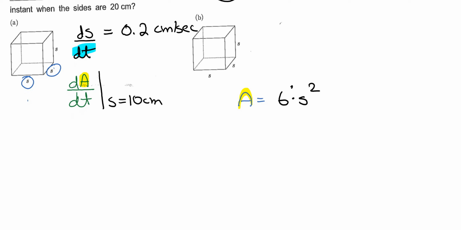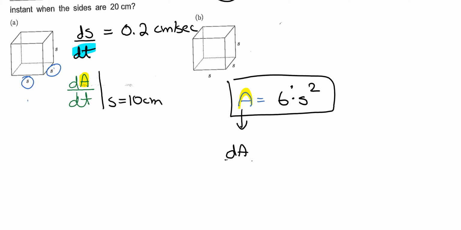Since I'm trying to find dA over dt, I need to take the derivative of this expression. The derivative of A with respect to time is dA over dt. Then I need to find the derivative of the right hand side using the power rule. So 2 times 6 is 12, and then I have my s. And then the derivative of s, because I'm using the chain rule now, is ds over dt.